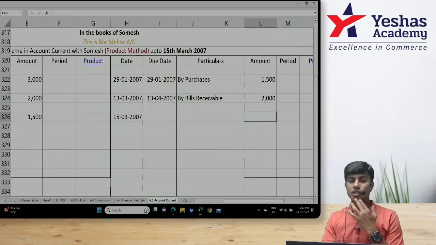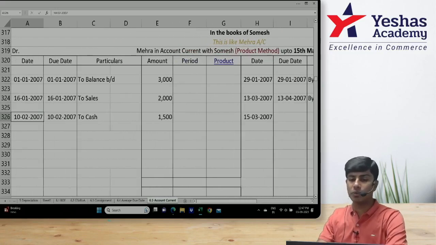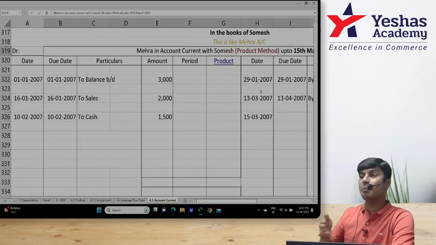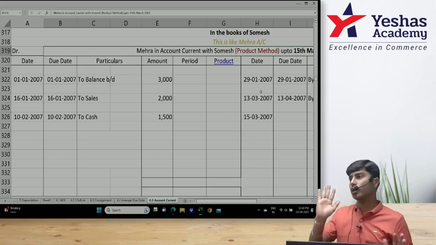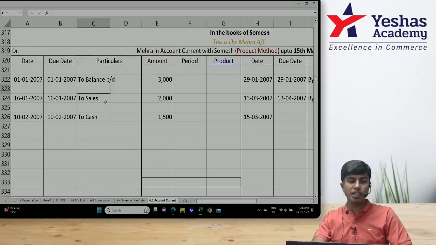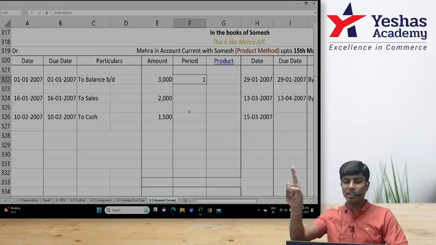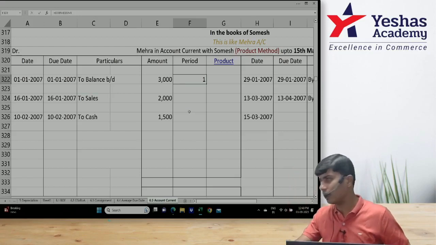First, we should identify the period. Shall we identify the period? The period is not computed from 1st of January to 15th of March. It is computed from the beginning of the account current period, that is 1st of January to the due date. Here it is 1st of January to 1st of January. The period will be 0, but we should count that 1st of January. 1 day. Usually it is 0, but this is the balance. For that we'll give 1 day.